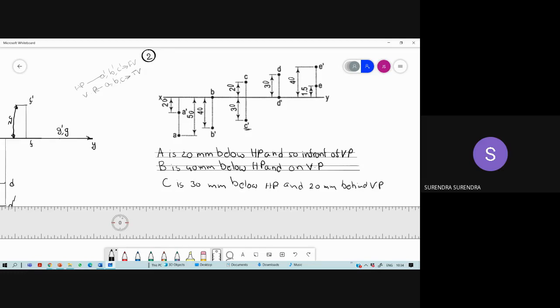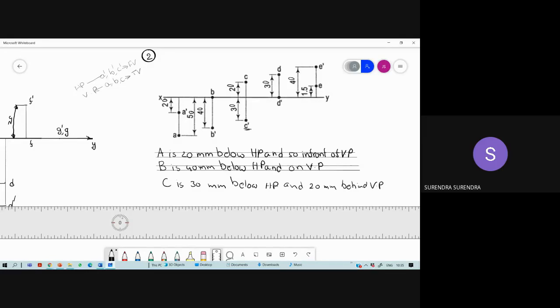Point D. Any of you, unmute your audio and answer. Try this. Point D is in HP, yes. And 30 mm behind VP, yes. Note it: point D is on HP and 30 mm behind VP.